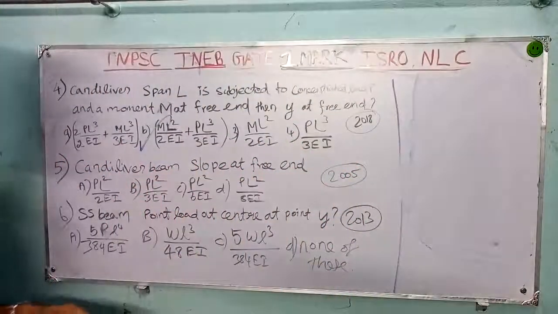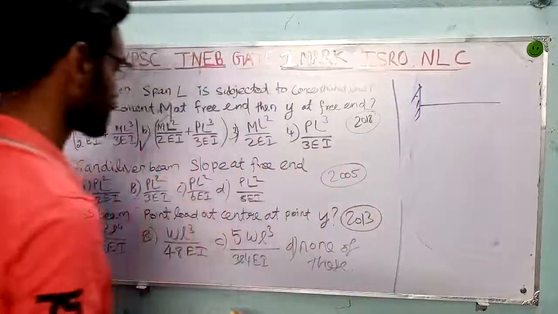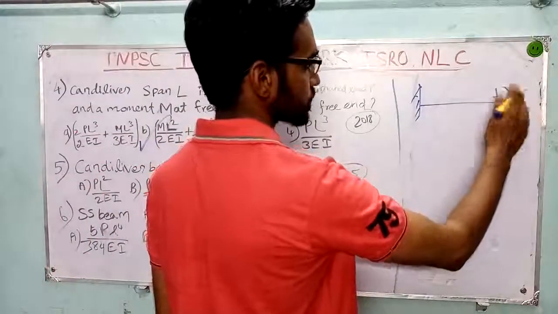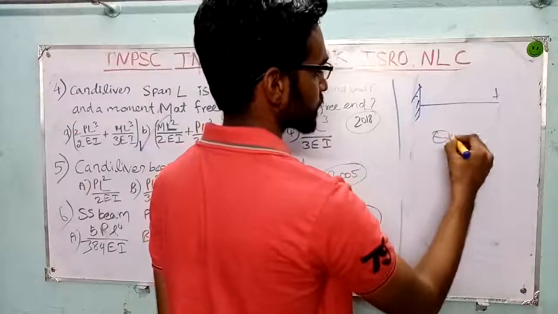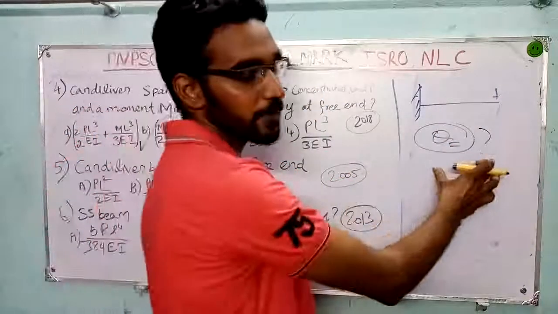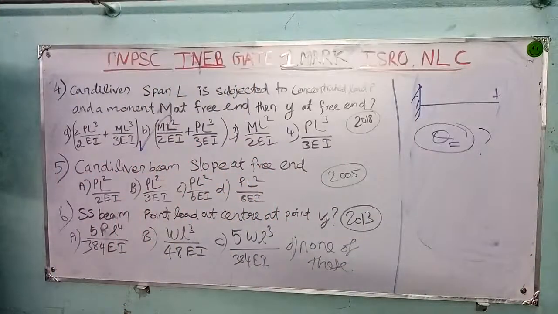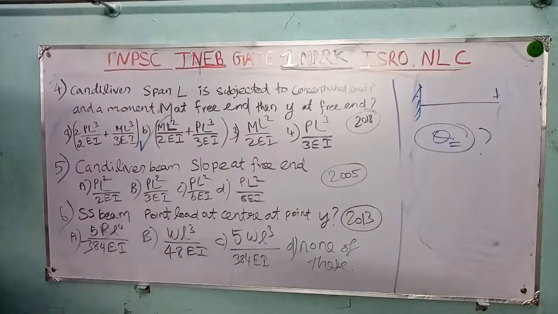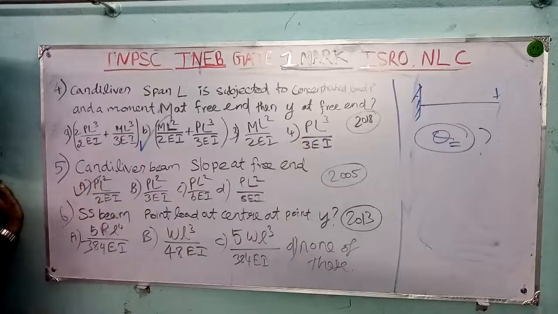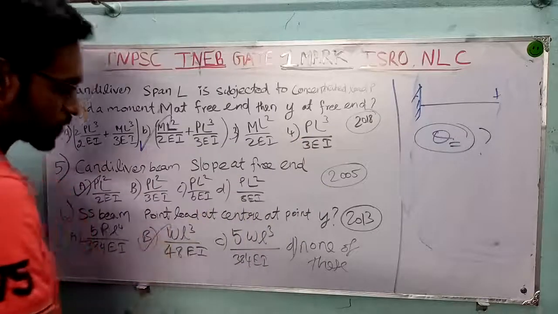Same question again, same cantilever beam with a point load, then a moment, point load, and the slope is what is being asked. You will memorize the table and then directly give the answer. What is the answer? It is the same thing, PL square by 2EI. If it is a simply supported beam with a central point load, then this is the answer.